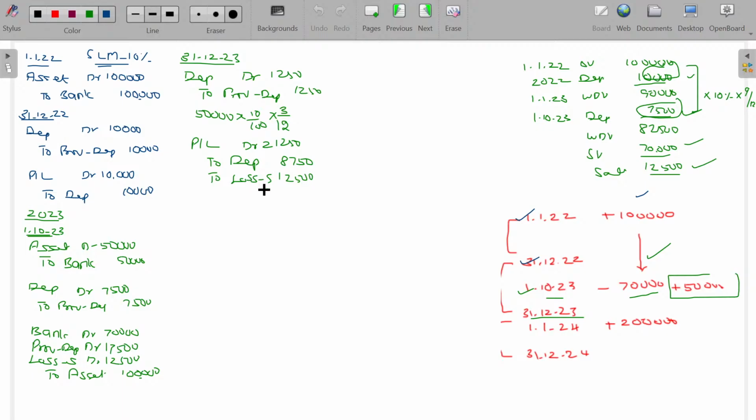Then we'll move on to the next year. On 1/1/24, in the very beginning of the next year, we purchased one more asset for 2 lakhs. The entry being bank account debit. Sorry, asset account debit to bank account.